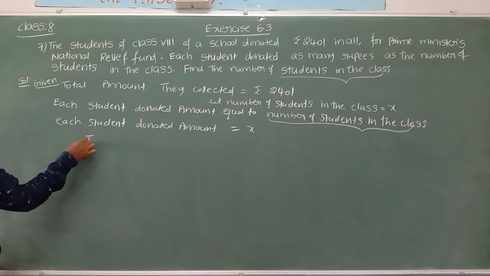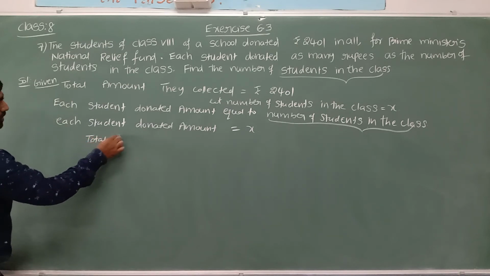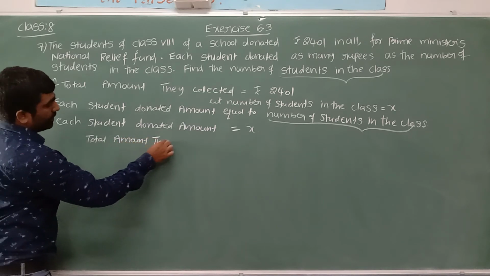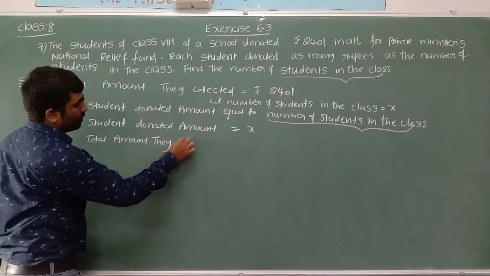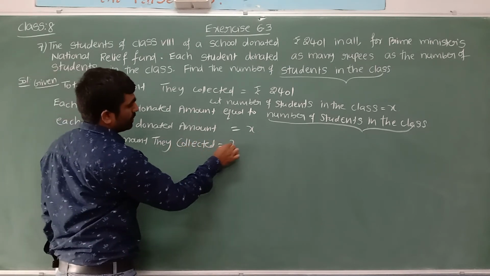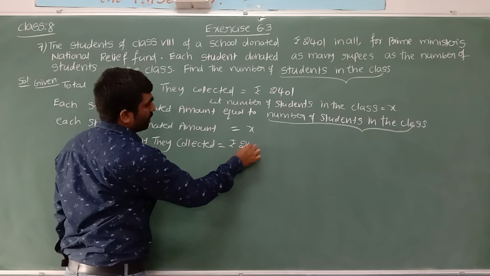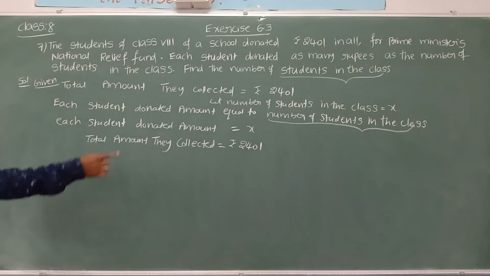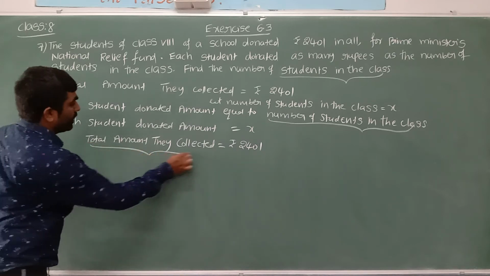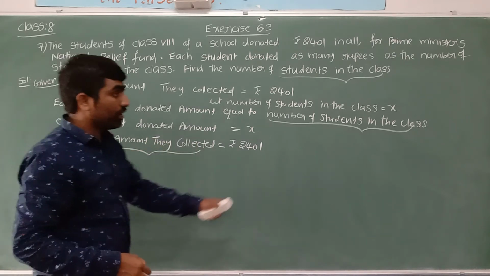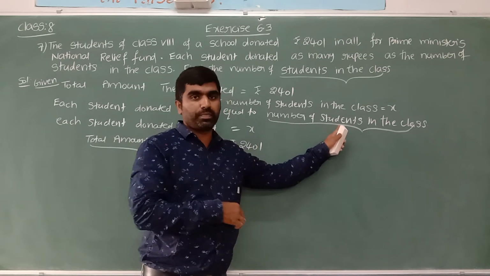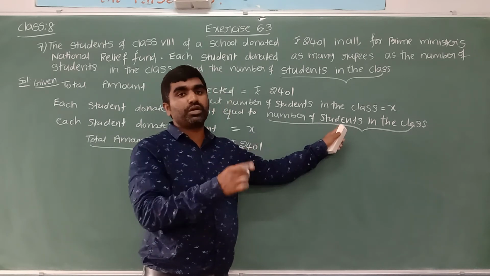See here now, total amount. Let me write here: total amount they collected is equal to how much? 2,401. Just like for example I explained there, how do we get the total amount? Number of students, suppose 10 students, each student 10 rupees. Total amount is 10 into 10.